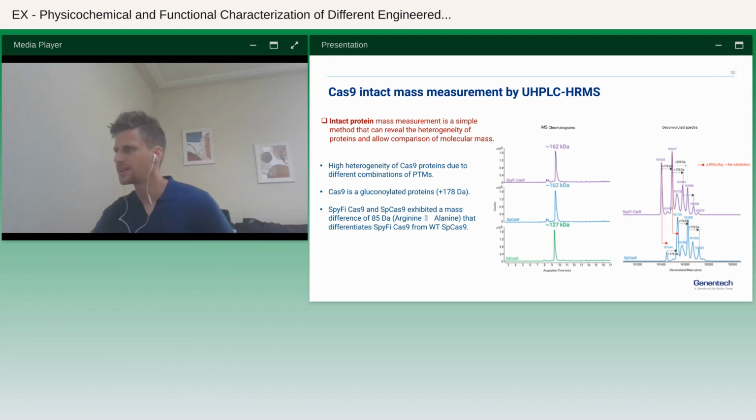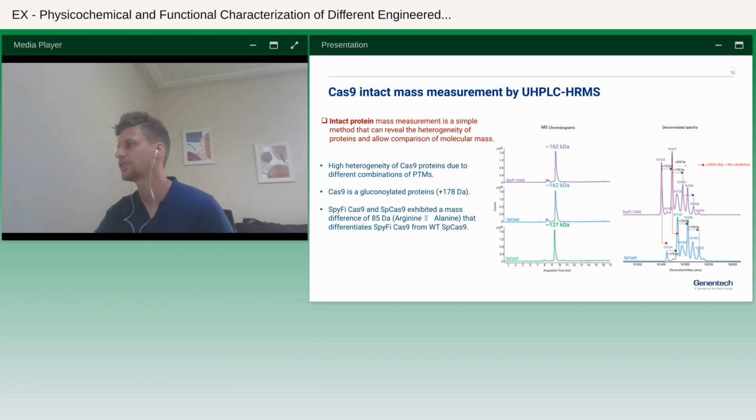Here, again, we injected the 3 different Cas9 that we have, and you can see that we have one main peak, and then we have a very small peak before the main peak. This is some impurities of the Cas9 proteins. You can see also that for Spike-Cas9 and SP-Cas9, we have the same molecular weight, around 162 kilodalton, and for AC-Cas9, it's a little bit smaller, around 127 kilodalton.